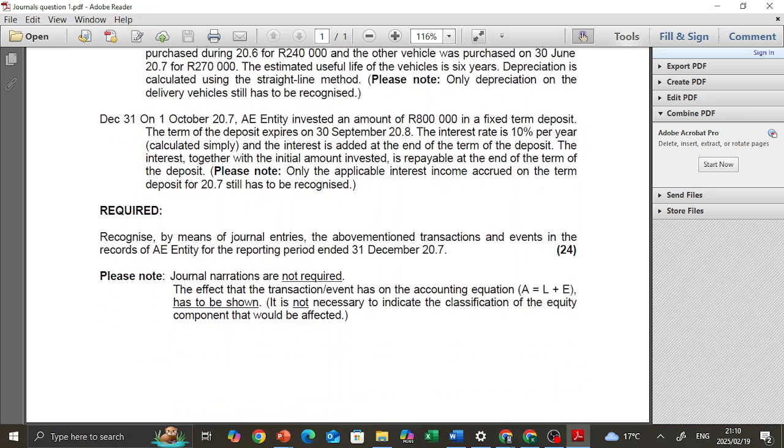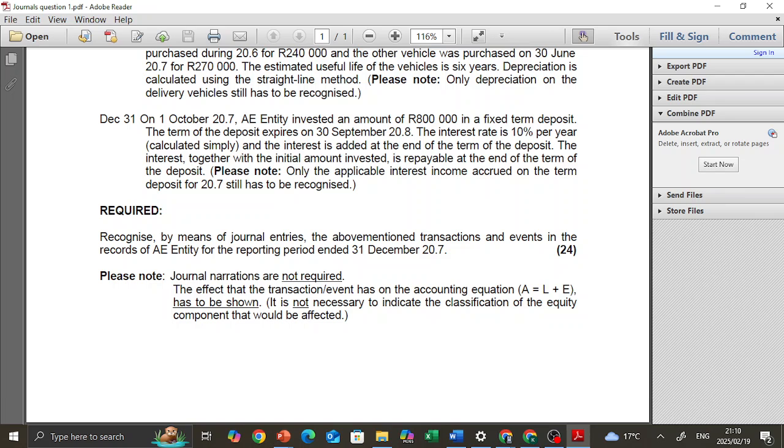So, we've read the required 31 20.7, 24 marks. Please note, journal narrations are not required. Sometimes they do this, guys. Sometimes they do not require you to narrate. But if they don't mention this, if this sentence is not there, narrate, please. Tell them the story.